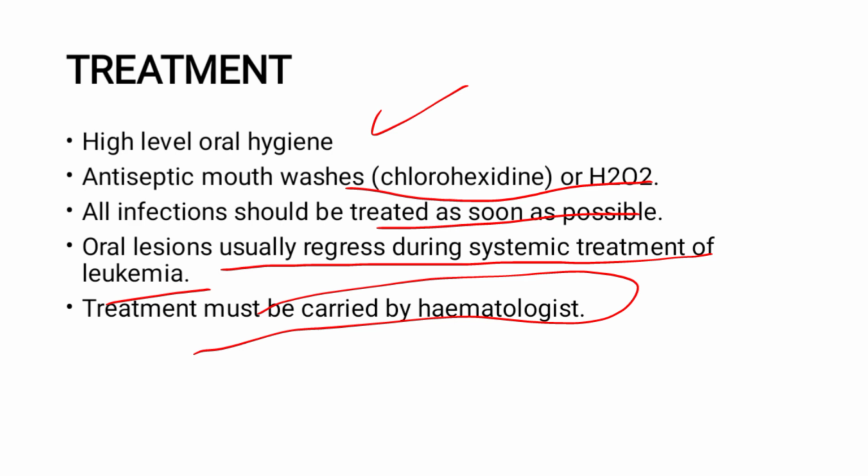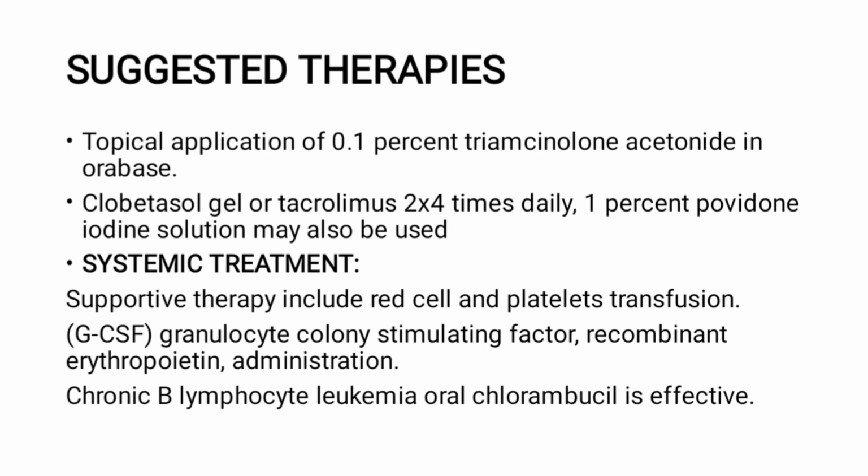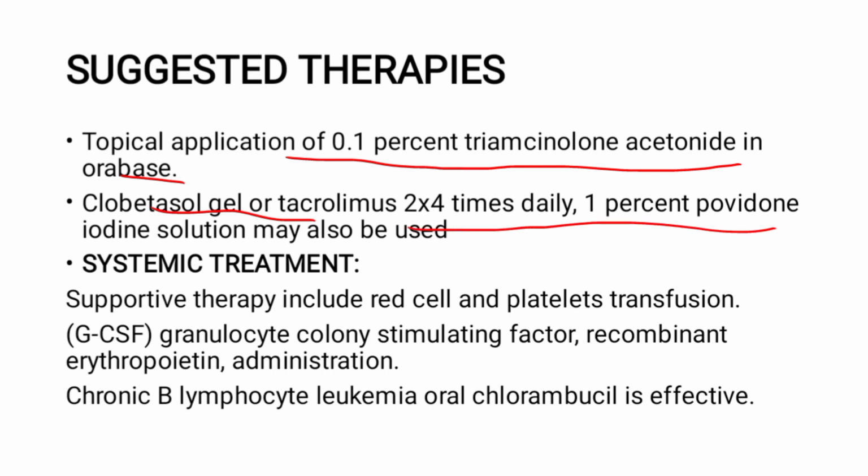So you will prescribe the patient oral hygiene, mouthwashes, and then it will be normal. Okay, so these are the two main things, and the treatment should be carried out by the hematologist. Okay, systemic treatment or therapies, like topical application of 0.1% triamcinolone acetonide oral base. You will give a topical, basically triamcinolone. Okay, then clobetasol gel or tacrolimus, 1% two to four times daily, and povidone iodine solution may be used.